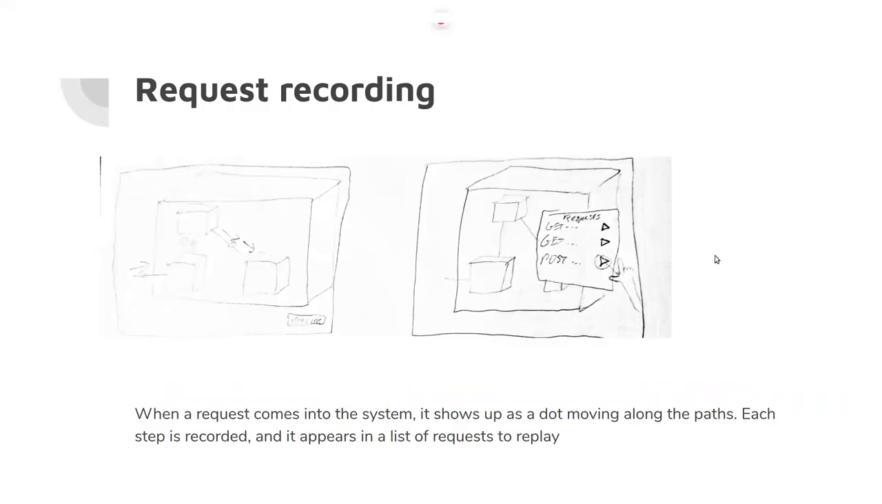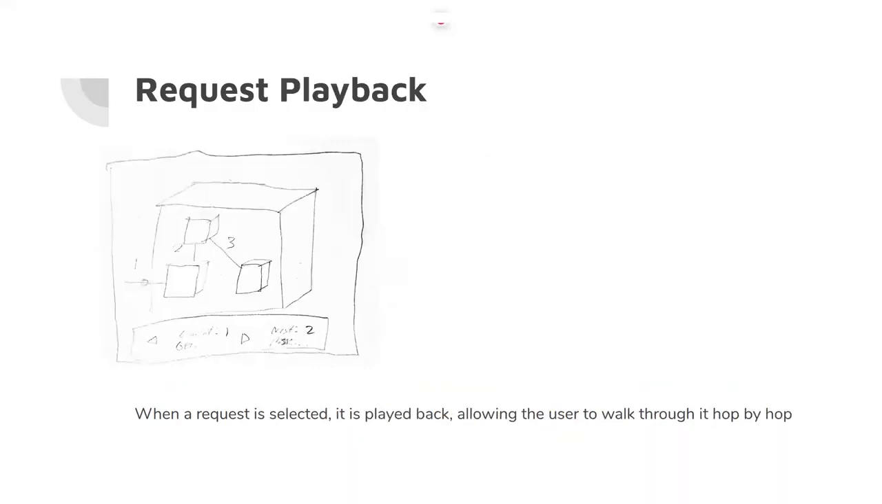All right, and then once a request comes in, you'll see it tracked along the lines as a blip, and then it will automatically be recorded so that you can go back and play it later. And then on the next slide, you can see that once you start playing it back, you can see the different hops and you can step between them to see exactly where your request is going.